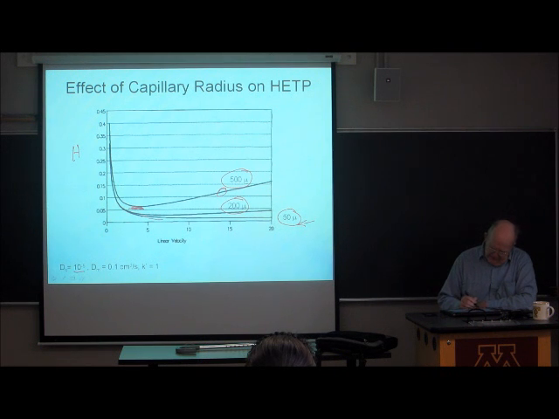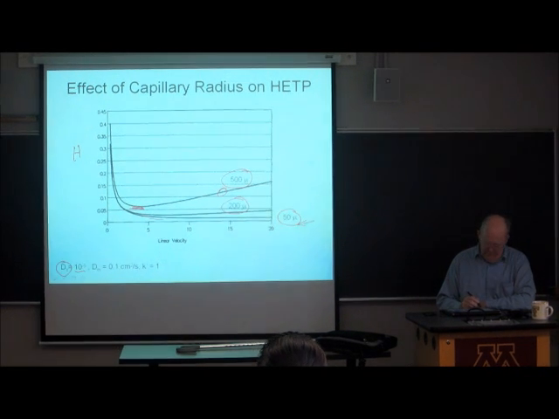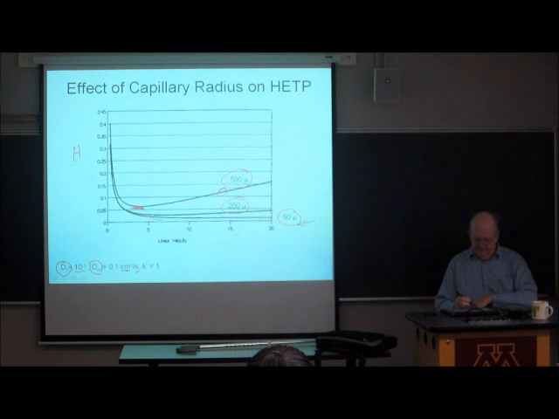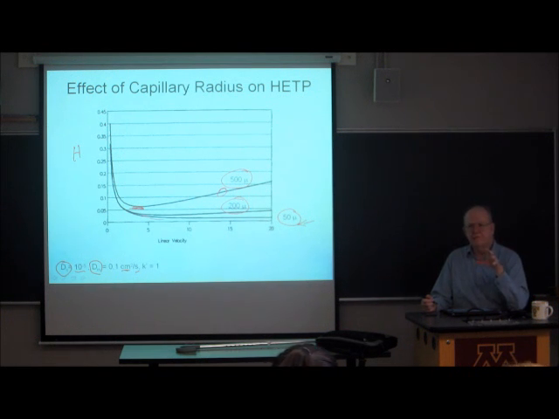These numbers over here are diffusion coefficients. This is a diffusion coefficient in numbers like 10⁻⁵ centimeters squared per second. Diffusion coefficient in the mobile phase is a lot bigger. In fact, it's 10,000 times bigger than in the liquid phase. And this is characteristic of gases versus liquids.